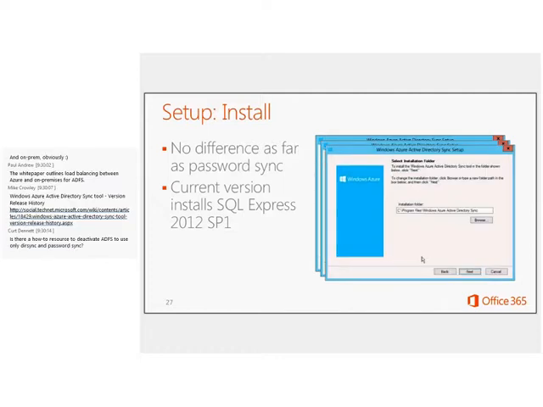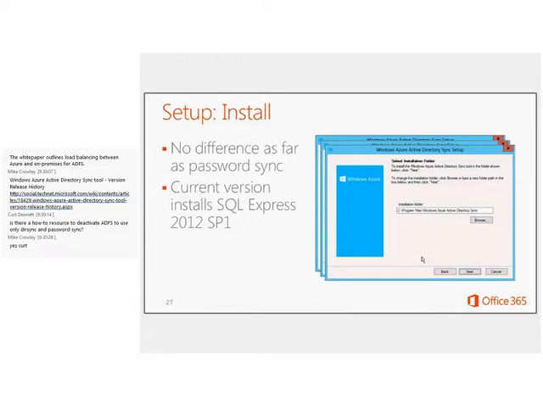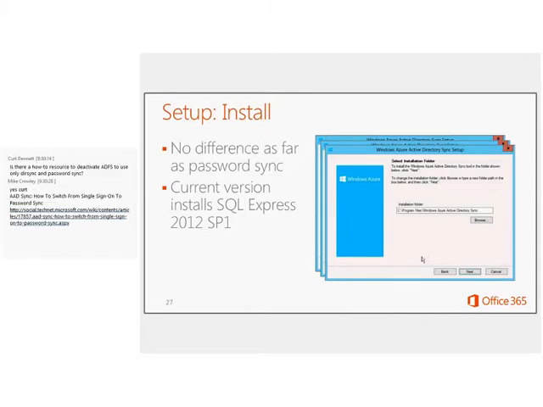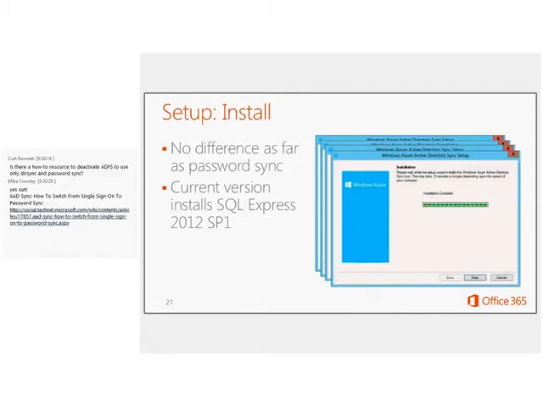Installation folder. You have an option to customize the installation folder there. If you have done work with DirSync before, you might notice a little bit of rebranding there to Windows Azure Active Directory Sync, as opposed to Microsoft Online Synchronization.